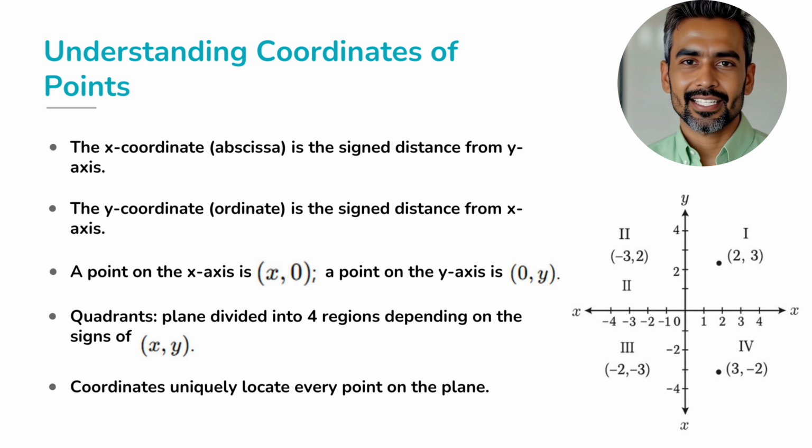The entire plane is split into 4 regions called quadrants. Depending on the signs of x and y, a point like (2, 3) lies in the first quadrant, a point like (-3, 2) lies in the second quadrant, and so on. And here's the magic, just 2 numbers are enough to precisely locate any point in the infinite plane.